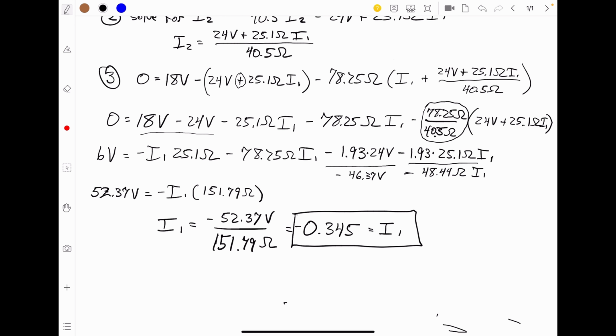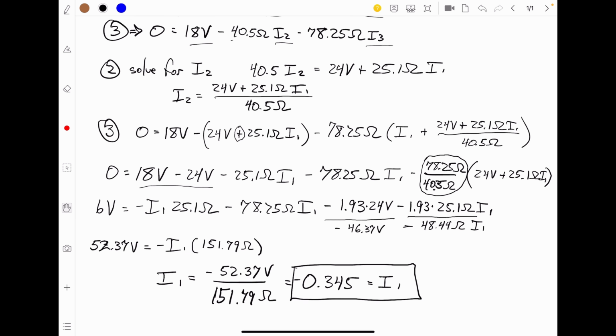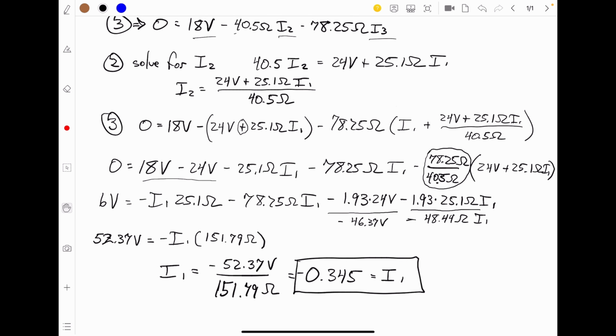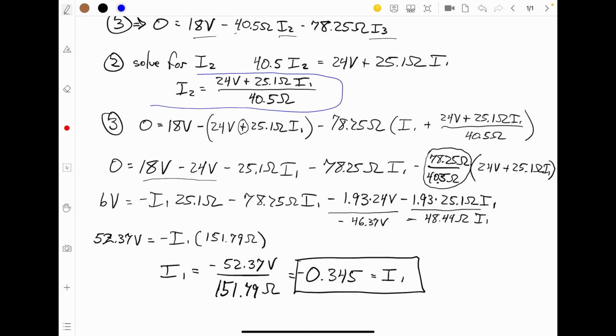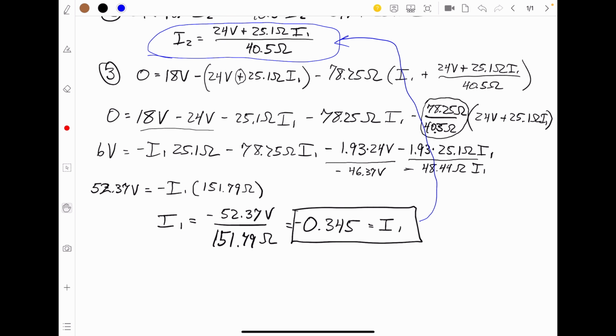All right, now we can pretty simply go back to our work at this point. We can very simply go back into that equation right there. It's the easiest one to work with, and put in our negative 0.345, and we'll get our I2. Okay, so let's work with that. I'll slide back up a little bit here.